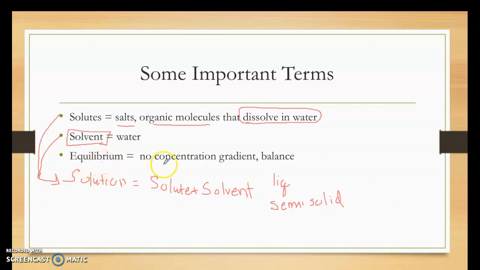Now, equilibrium, like I said, means there's no concentration gradient, and the key is that we are balanced. So think of the seesaw in the park. If this is flat, which I didn't really draw correctly straight, we're at balance, we're at equilibrium. However, if we have a kid that doesn't weigh very much and then another kid that's bigger down here, we are not at a balance, right? And we don't want that, because that's how our cells would be way out of whack. We want to be straight.